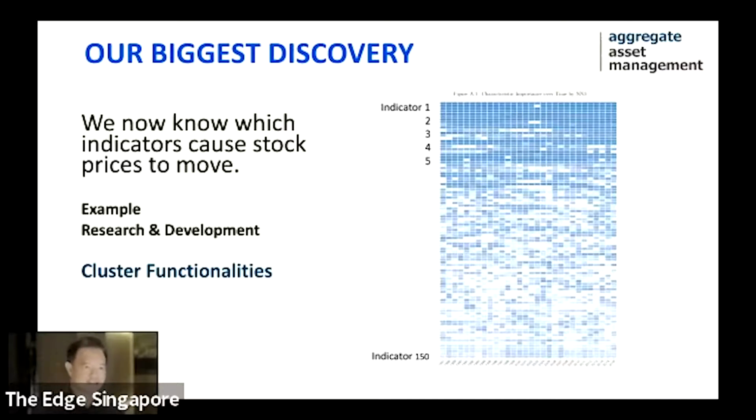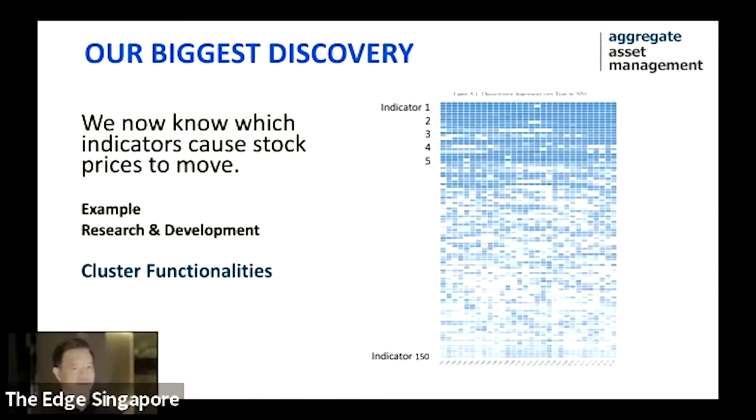Then you say, oh, that's easy, that's Captain Obvious. If you spend more money in R&D, more innovation, more new products, and higher revenue, and better profitability, right? That's Captain Obvious, nothing new. This is not what we found out. We found out that if you combine research and development expenses to two other indicators, we call the cluster functionalities, this will impact how share price goes up.